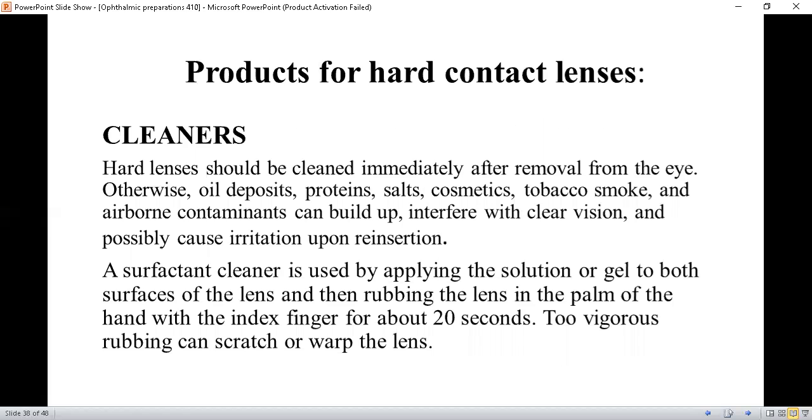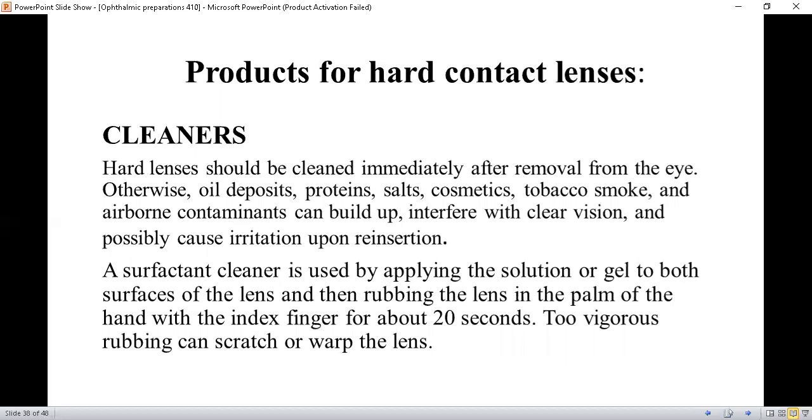Now students, let's discuss what are the products for hard contact lenses. For hard contact lenses, we also use cleaners. Hard lenses should be cleaned immediately after removal from the eye. Otherwise, oil deposits, proteins, salts, cosmetics, tobacco smoke, and airborne contaminants can build up, interfere with clear vision, and possibly cause irritation upon reinsertion. So it is directed that hard contact lenses after removal must be thoroughly cleaned.